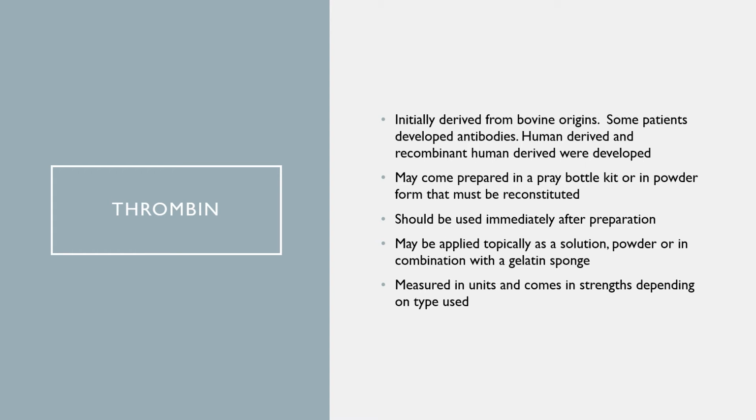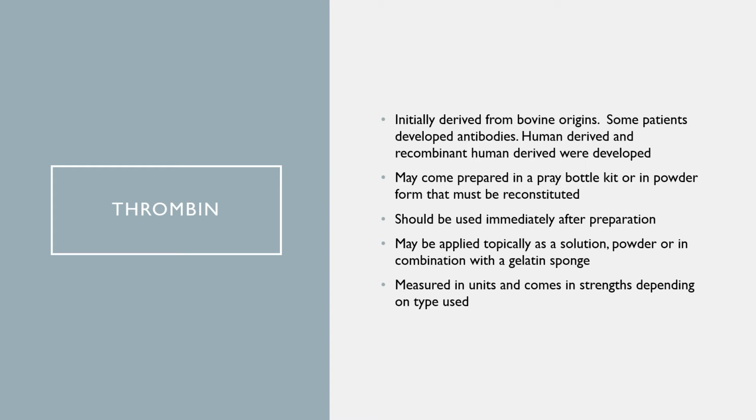Right, we're going to talk a little bit about thrombins. These were initially derived from bovine origins, so from cattle. Some patients developed antibodies, so human-derived and recombinant human-derived were developed in 2007 and 2008. Those were brought about. It may come prepared in a spray bottle, kit, or in a powder form that must be reconstituted. It should be used immediately after preparation. Okay, thrombin should always be used immediately once it's prepared.